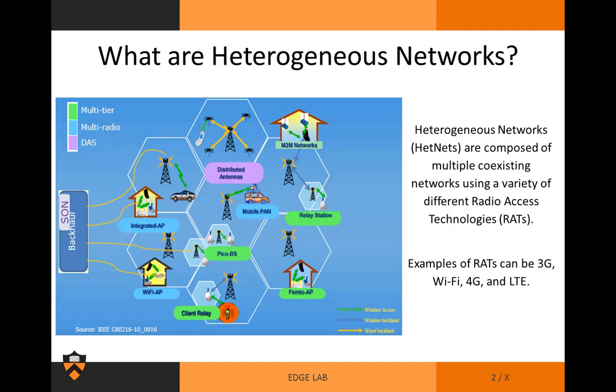In the modern world, many of these RATs coexist. For example, one can switch a phone from Wi-Fi to 3G just by the press of a button, causing a phone to disconnect from the Wi-Fi network and connect to the 3G. The set of coexisting RATs is called a heterogeneous network. These networks can be composed of a large number of different RATs, such as Wi-Fi, 3G, 4G, distributed antenna systems, and femtocells, just to name a few.